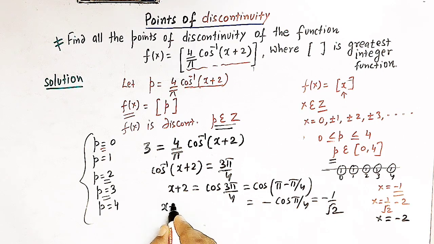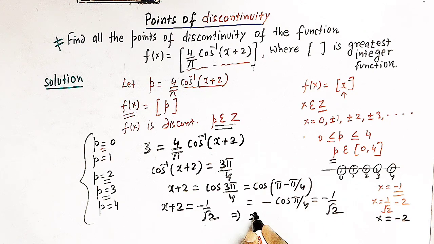So now we have this equation x plus 2 is equal to minus 1 over square root of 2. So from here we have x is equal to minus 1 over square root of 2 minus 2. So the fourth point is minus 1 over root 2 minus 2.